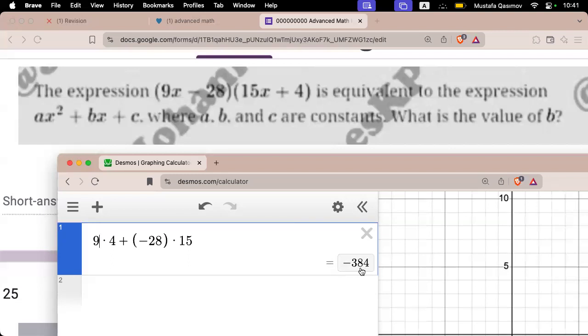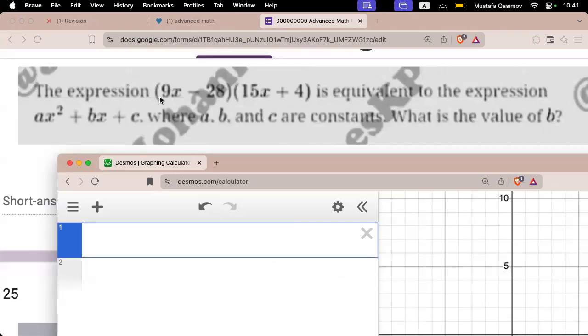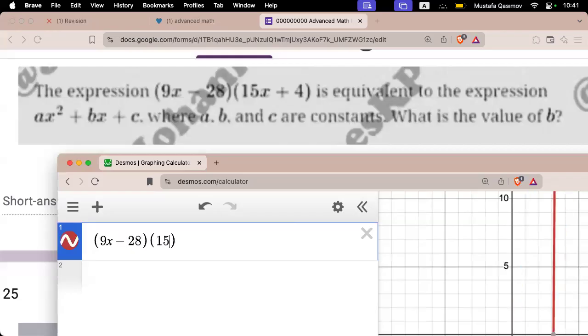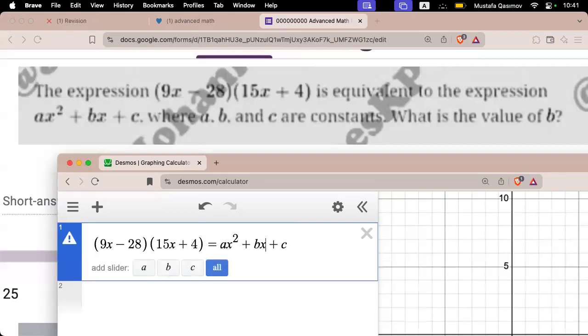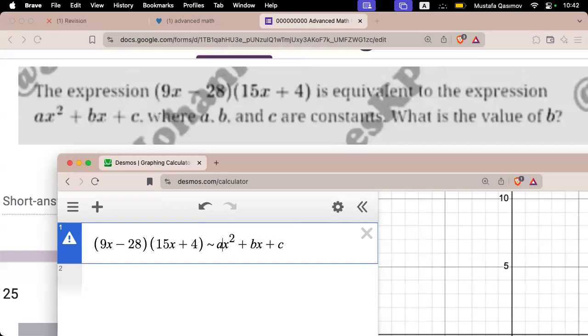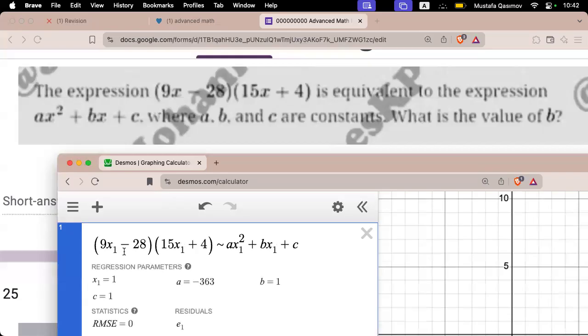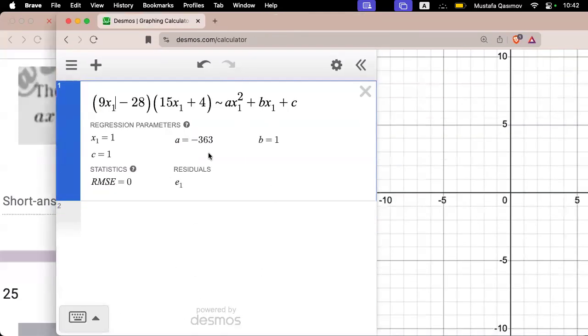But let's say that you have weak math skill and you don't want to do miscalculation here, or you have complicated equation here. Let's say that you have 3 bracket here. If you have 3 bracket, it will be very hard. You can write to decimals 9x minus 28, 15x plus 4. It is equal to ax squared plus bx plus c. Then you can write here x1, x1, x1 and x1. It's not correct, right?